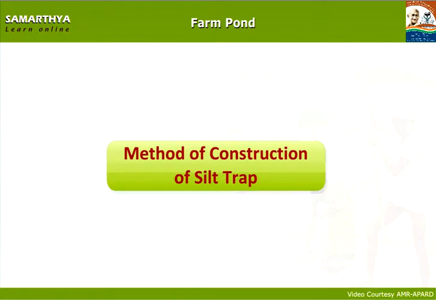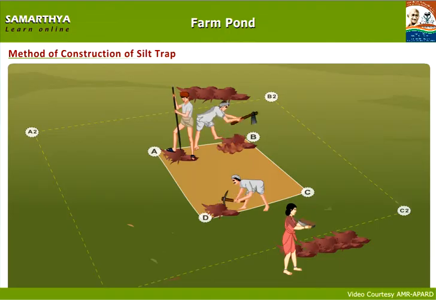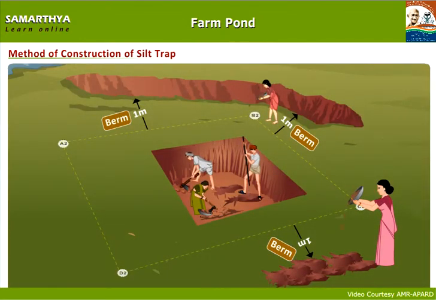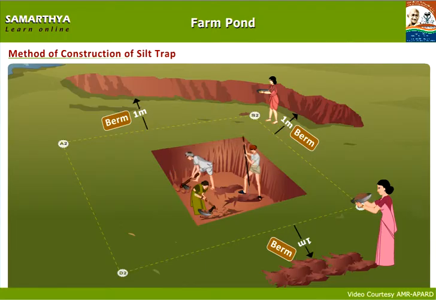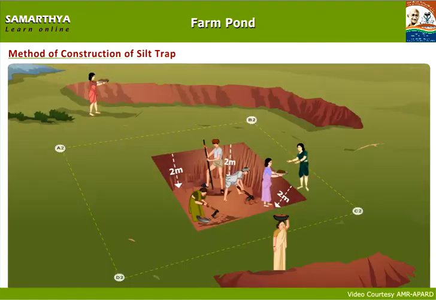Method of construction of silt trap. The width of the pound, that is, in the middle A, B, C, D, dig up to a depth of 2 meters. The dug soil should be kept outside A2 B2 marking, leaving a meter berm. 2 meters depth should be dug equally on all 4 sides.